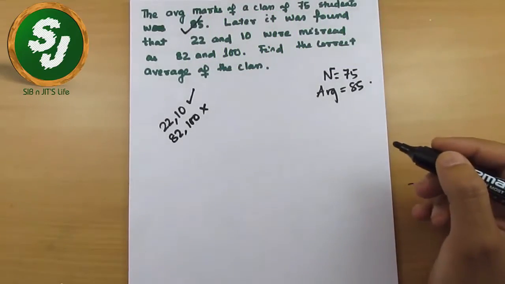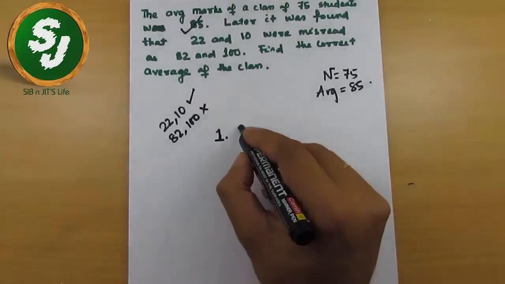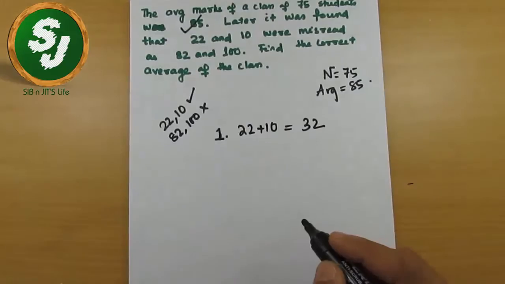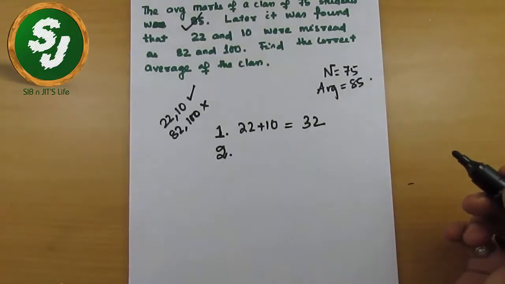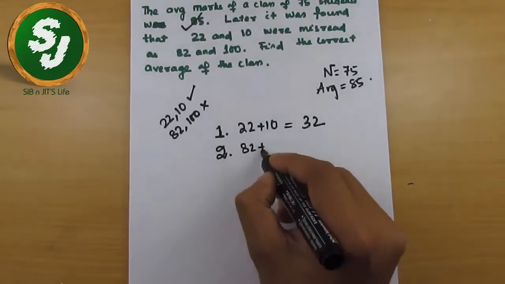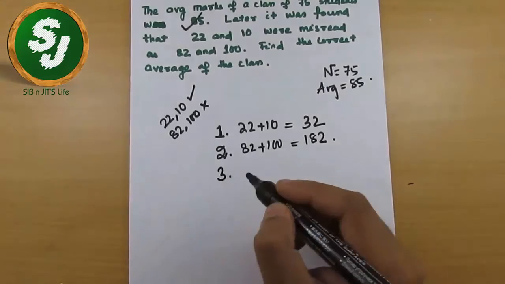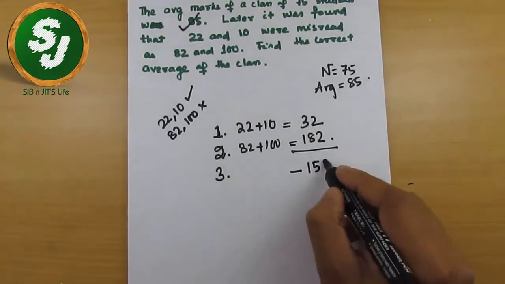As I told you, step by step. Step 1, add up all the correct marks. So 22 plus 10, that is 32. Now point number 2, add up all the wrong marks. So 82 plus 100 is 182. Point number 3, subtract them. So this becomes minus 150.